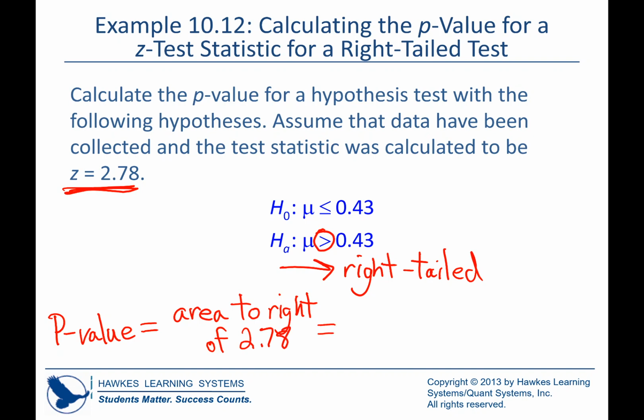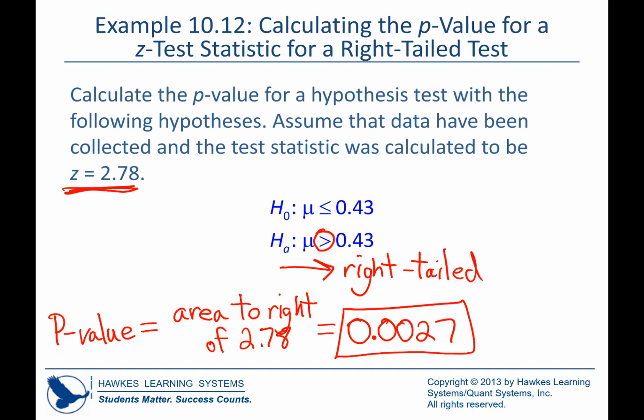To find the area to the right of a z-value, we can look up the opposite. Our test stat was 2.78, so we could look up negative 2.78. We do that. I got 0.0027. Yep, that's what I got too. The p-value in this situation for this test statistic is 0.0027.